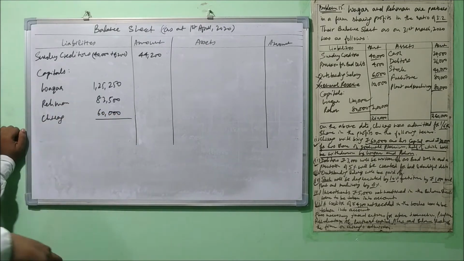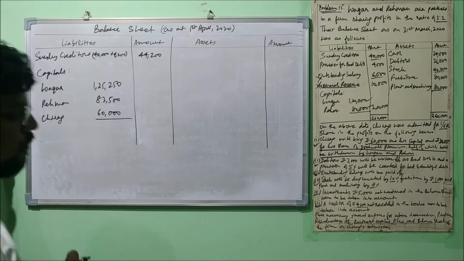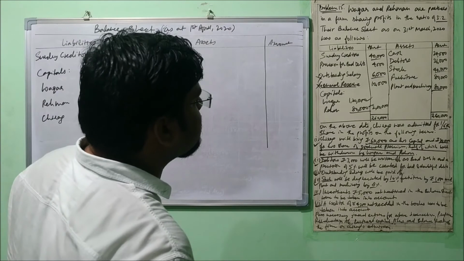You can go back to the video. In the journal entries you can see, you can go back to the video and see the partner's capital account. The same balance you find, and the total is, alright. Now, let's see the asset side.